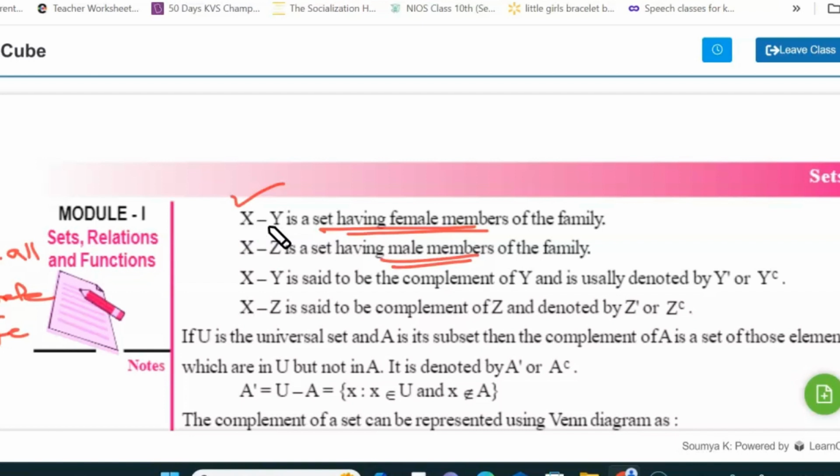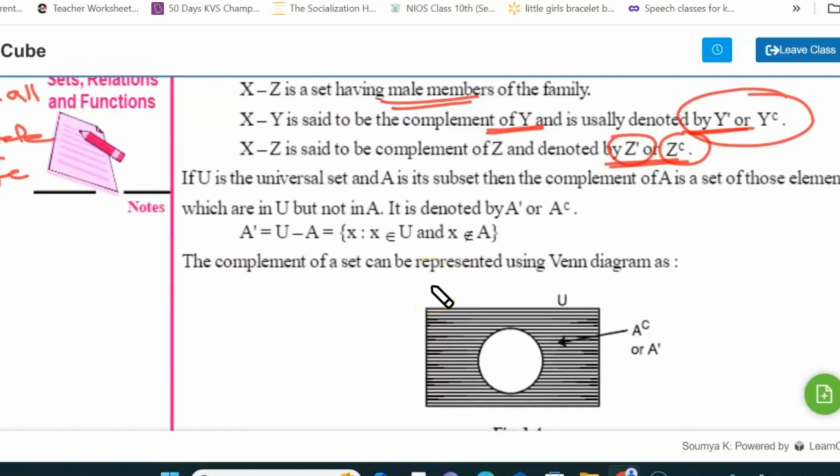We can say X minus Y is the complement of Y, which is denoted by Y complement or Y prime. This is the representation for your complement. So X minus Z can be understood as Z complement. These are the ways to represent them.